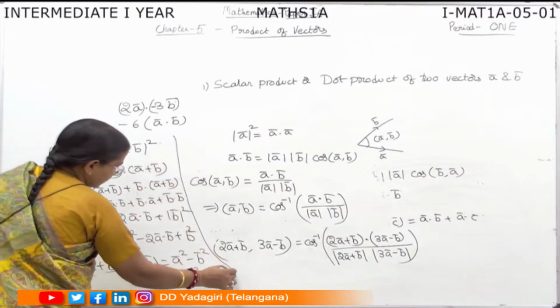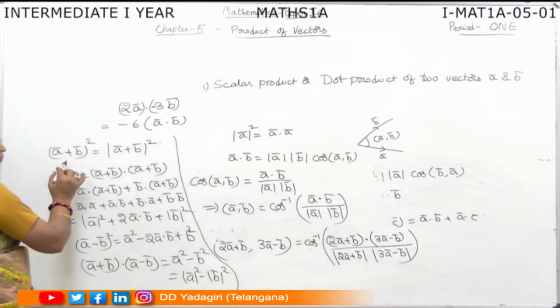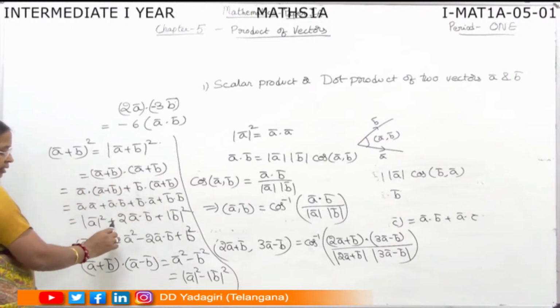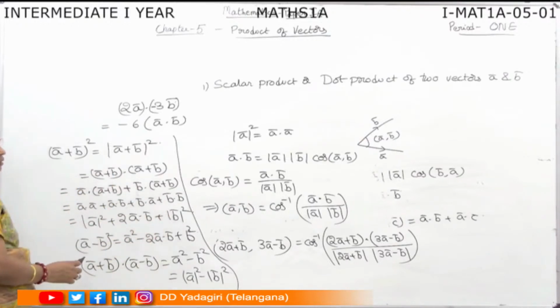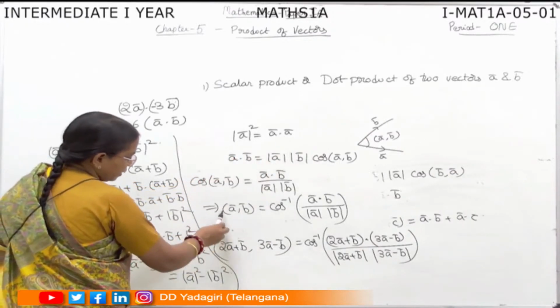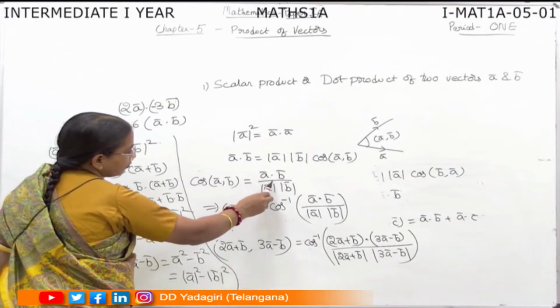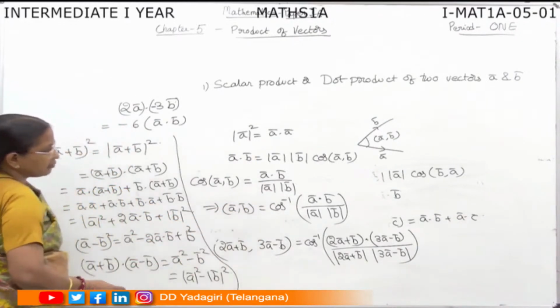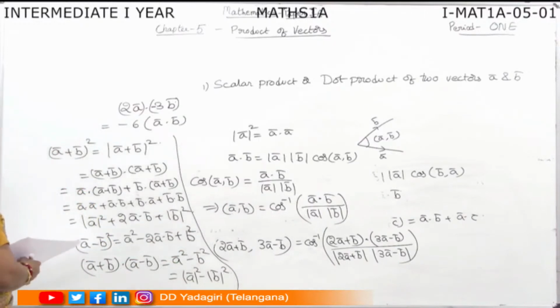Have you understood? We'll summarize all this. First, try to understand. So (a + b) whole square is (a + b) dot (a + b). So it is a square plus 2a dot b plus b square, like that. So a dot a means mod a square. Cos of angle between the vectors is a dot b by mod a mod b. So angle between the vectors a and b is cos inverse of a dot b by mod a mod b.